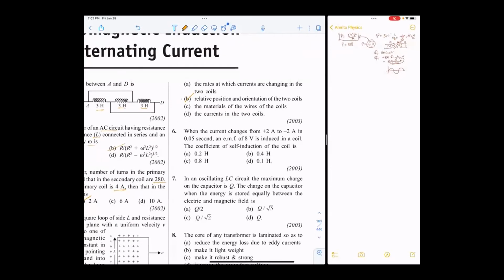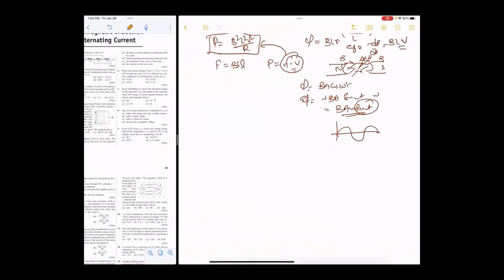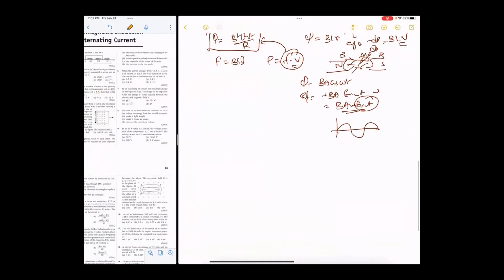Sixth one: when the current changes from 2 to minus 2 in 0.05 seconds, an EMF of 8 volts is induced in a coil. The coefficient of self-induction of the coil is? So EMF, what is the formula for EMF, man? Sixth question. So EMF is equal to L di by dt, no?